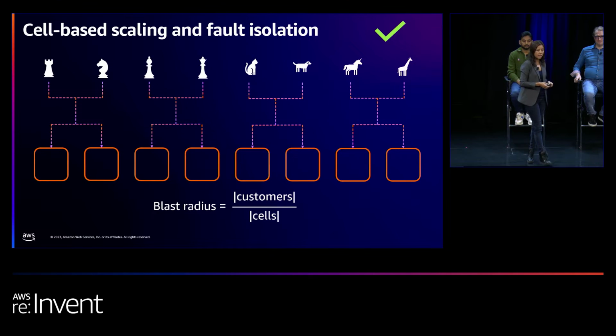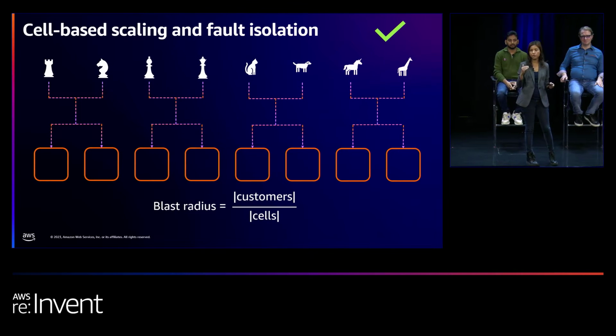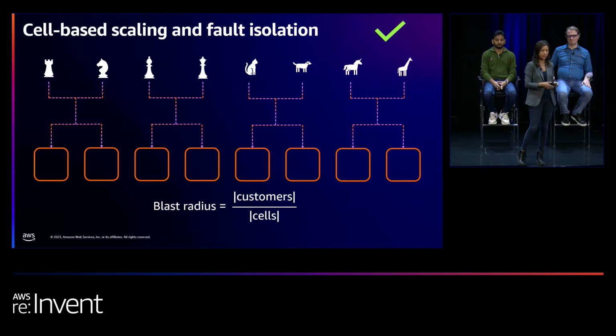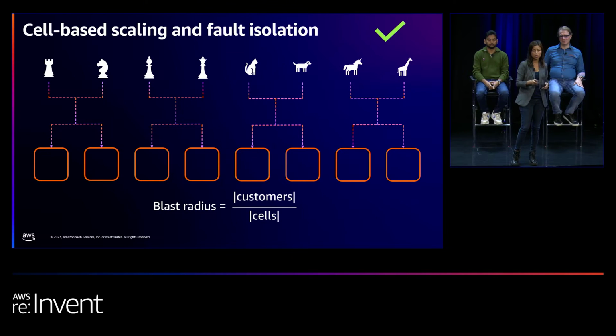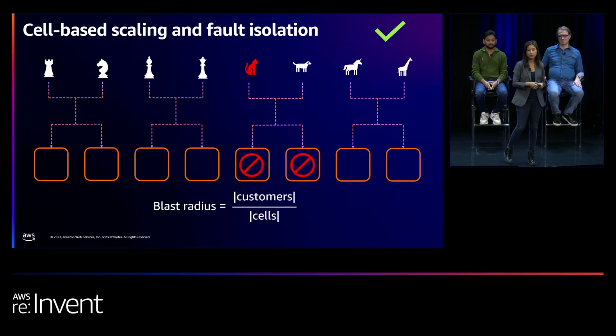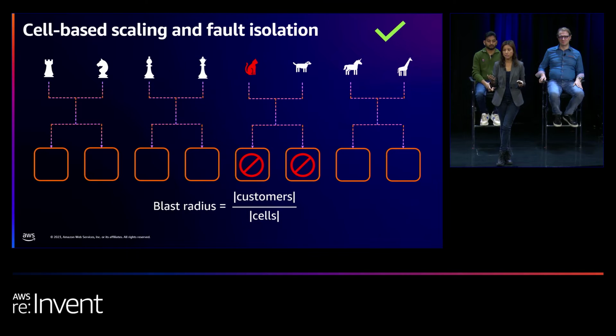And in cell-based scaling, let's see how we can avoid that poison pill situation that you saw in the previous slide. So that same customer sends in a bad request. But in this case, what we have done is we have broken it up into cells, and each cell consists of 2 worker nodes. So now when the customer sends in the bad request, only 2 worker nodes are getting impacted, so only 1 cell.